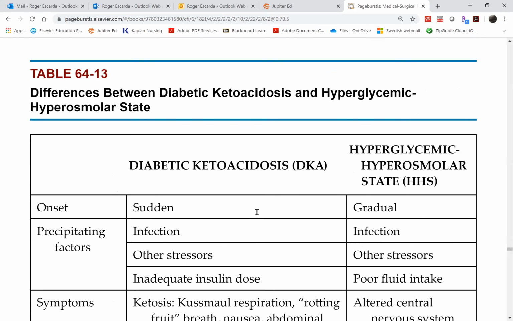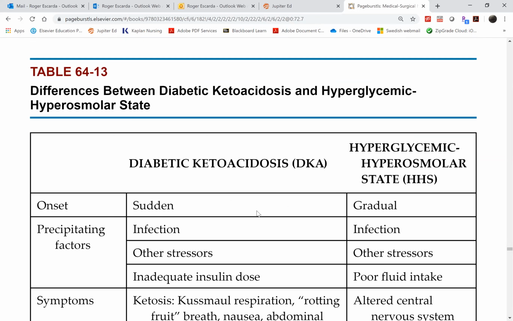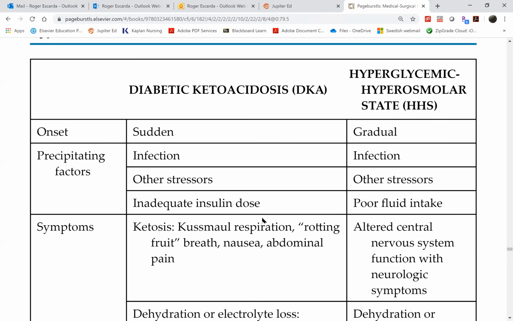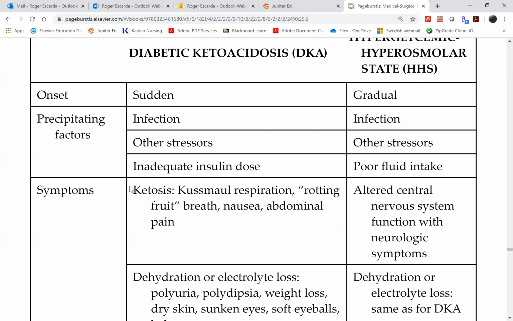All right, let's go now to DKA first. Before I start with the pathophysiology, let's compare both using table 64-13. Both are hyperglycemic episodes. Both are precipitated by the same thing. The patient with diabetes, whether type 1 or type 2, got sick physically, emotionally, or psychologically. So we had a stressor which started the hyperglycemic vicious cycle. All right, onset. DKA suddenly occurs. By suddenly, we mean literally a few hours.